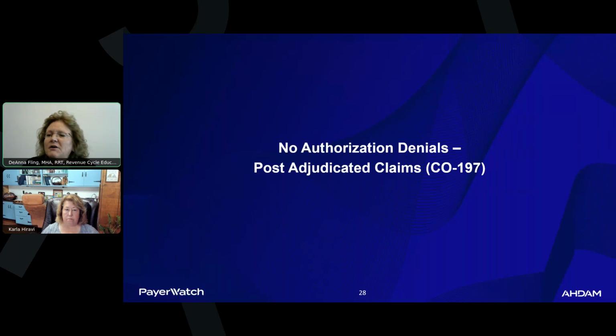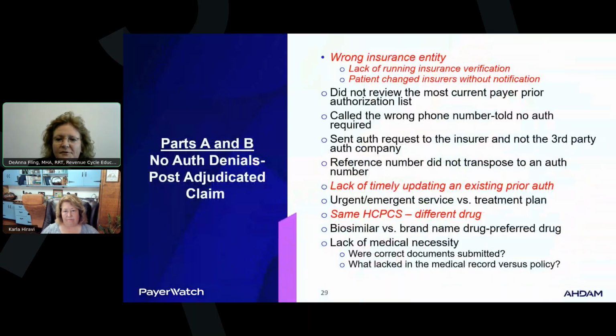Okay, so Carla, we've got some good time left. I was kind of concerned about how we were going to be doing on time here, but I think we're going to go ahead and do a deep dive into this section and move on to adjudicated claim denials for no authorization.